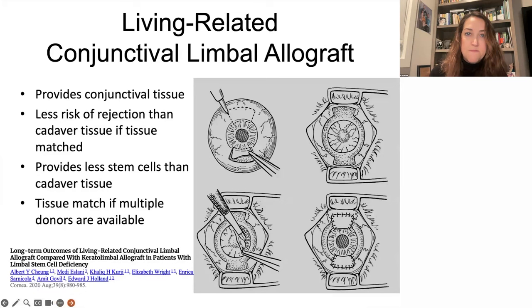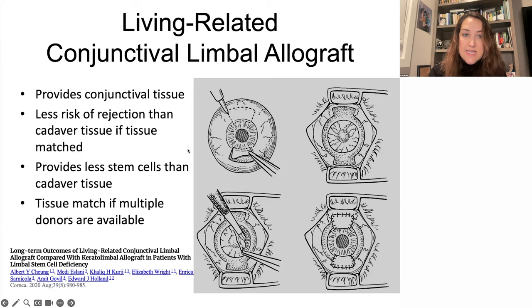This is how we take conjunctival limbal allograft tissue, whether it's from the patient's other eye or from a living related donor. We take usually 2 to 3 clock hours from the inferior and superior limbus of the donor eye. Again, we want to make sure that donor eye has a healthy limbus. The nice thing about using fresh tissue like this is that we get a lot more healthy conjunctiva as well. So very good for cicatrizing diseases that have lost their goblet cells.